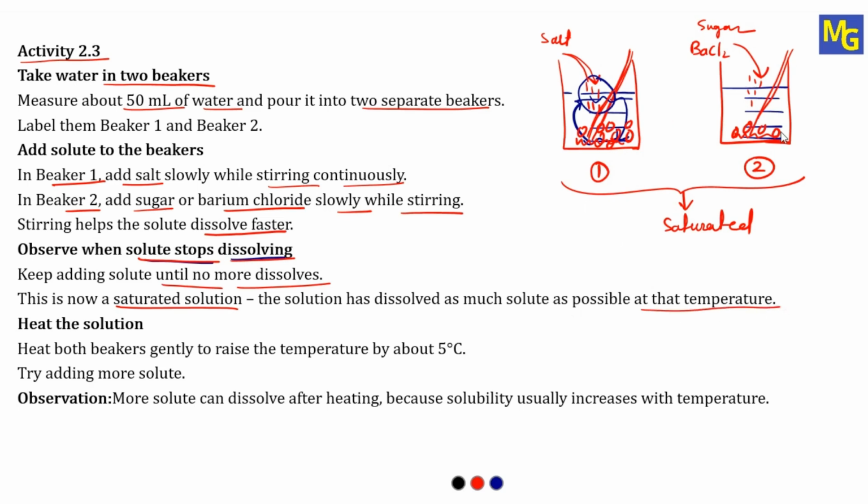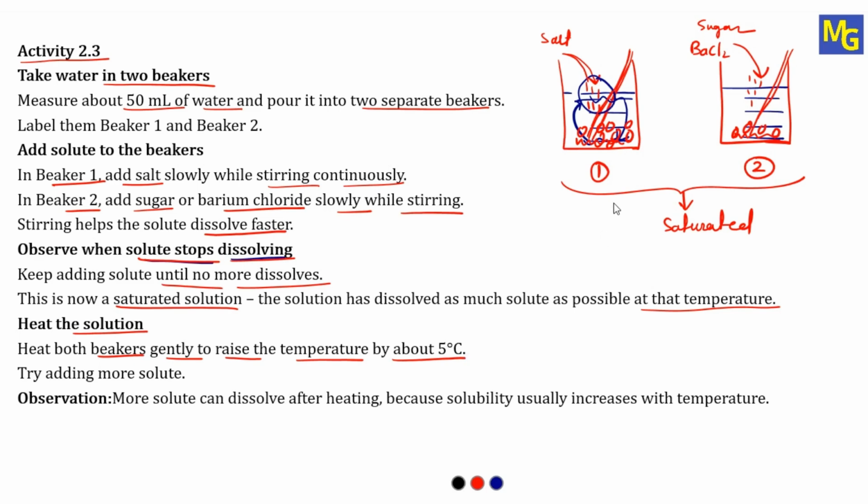So this activity we have done at a particular temperature. We have not yet changed the temperature, and at that temperature we have reached a stage where no more solute is dissolved. Now the next step: heat the solution. Now we have to heat these solutions. Heat both the beakers gently to raise the temperature by about 5 degrees Celsius.